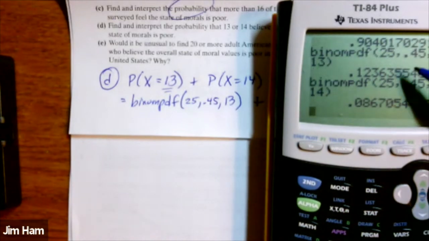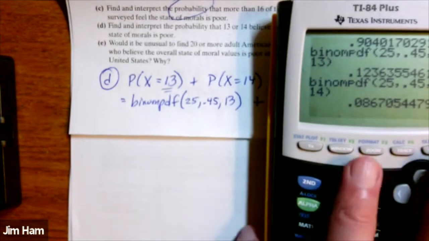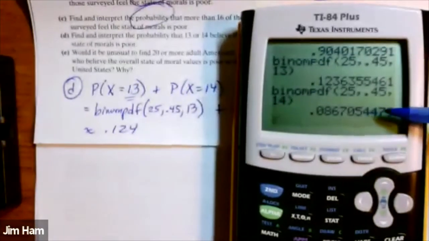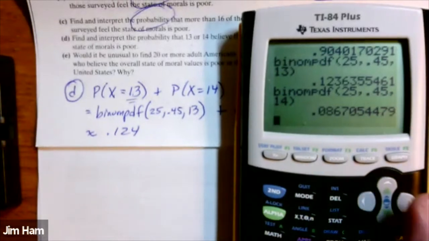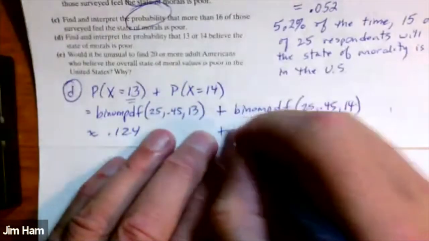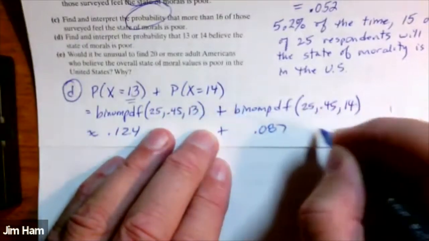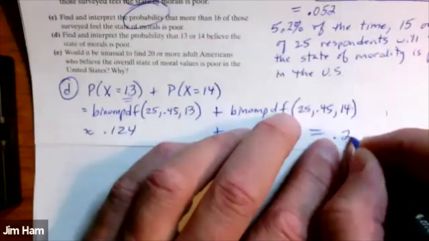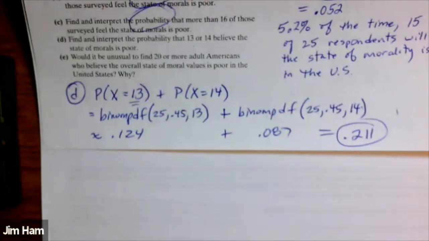So for the 13 one, we have 0.124, and for the 14 one, we have 0.087. And then add those two together to get the final estimate, 0.211. All right, it doesn't ask us to do it, but other problems will.